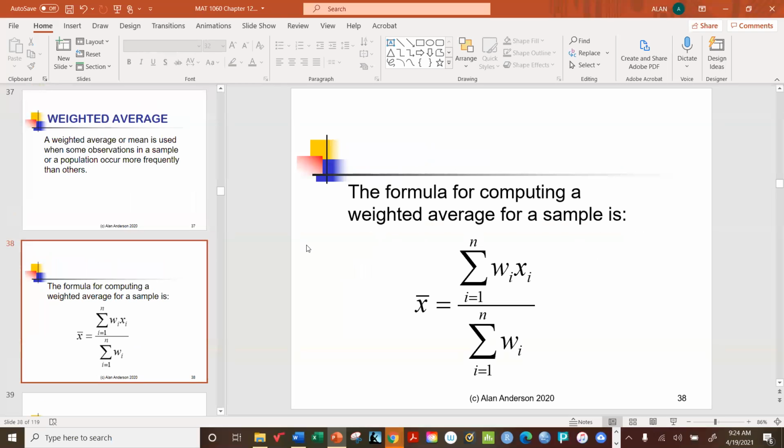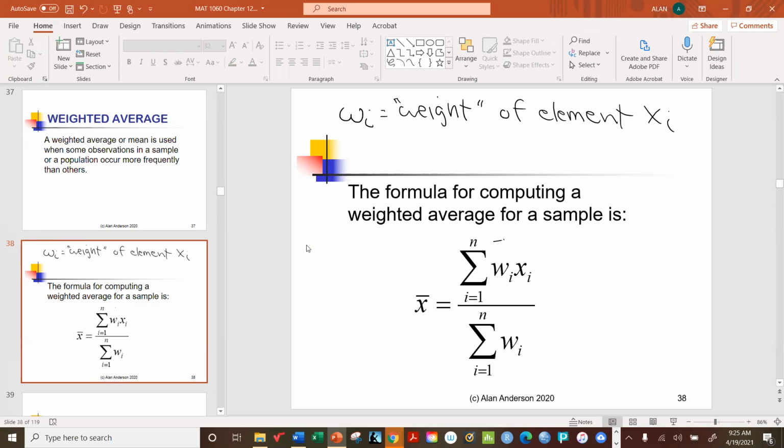Okay, now look at that formula. Ooh, boy, doesn't that look scary? It's only slightly scarier than the first one we had. But what's different here is that each X has a weight associated with it. So in other words, WI is the weight of element XI. So for each XI, we will multiply it by its own weight in the numerator, add them up, and in the denominator, we add up the weights.